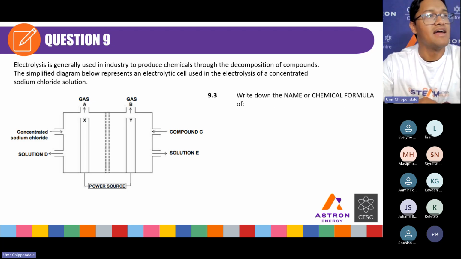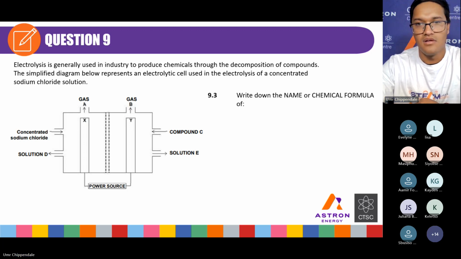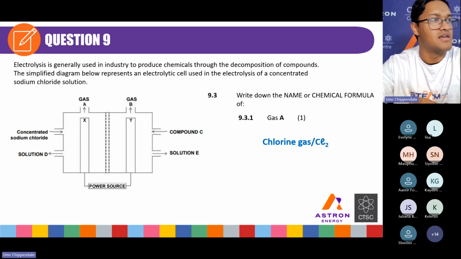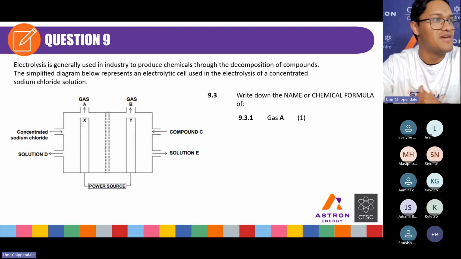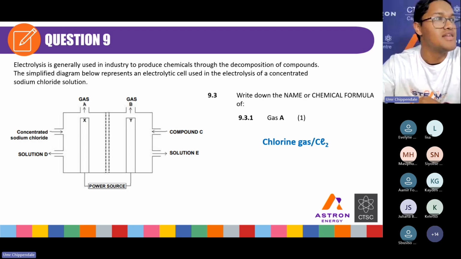9.3.1. Write down the name or chemical formula of... and they should say gas A. So this is going to be gas A. Okay, I moved a bit too fast in my presentation, but I think you mostly already saw it. It's going to be chlorine gas.